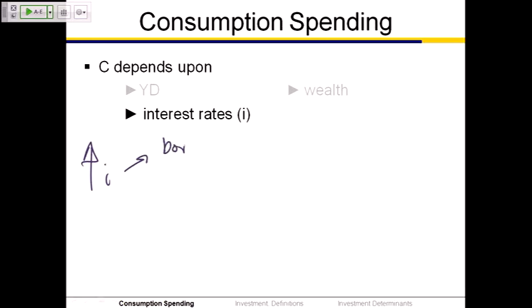An increase in interest rates, if you're a borrower, tends to lead, in the aggregate for the economy as a whole, to a decrease in consumption spending, because borrowers face higher costs of borrowing and therefore borrow less and buy fewer goods like cars and appliances and all those sorts of things that you buy with borrowed money.